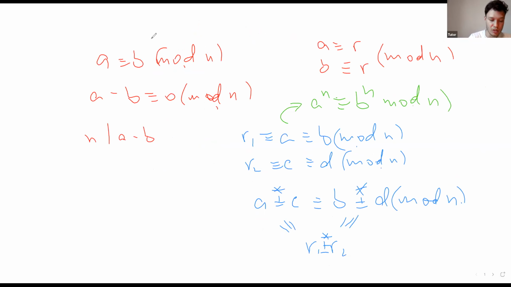So actually, I don't really need to write it a to the n, b to the n. I can actually write them to any power. We are already using n, so let's use k. A to the k is going to be congruent with b to the k mod n. So this is another property, right?